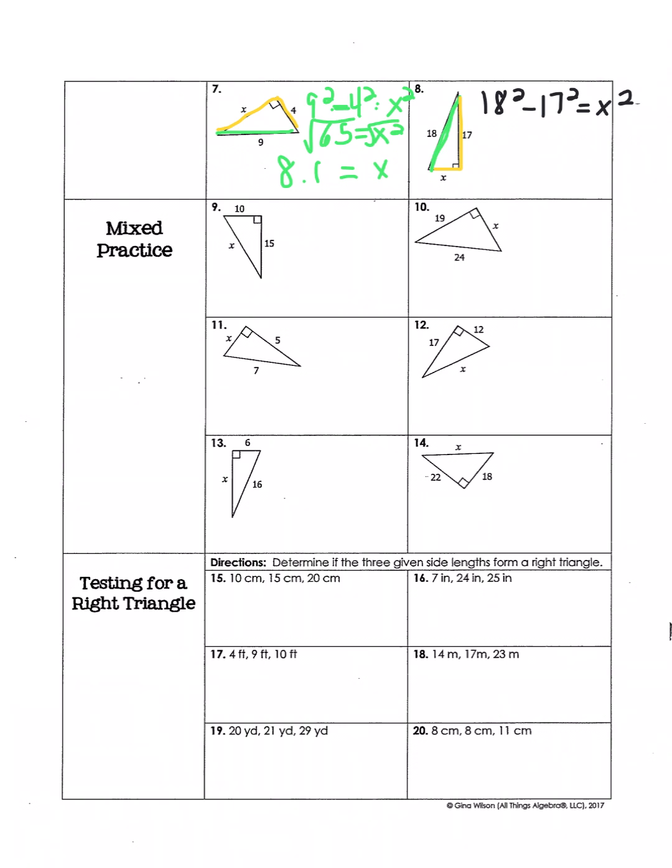I'm going to use my calculator and do 18 squared minus 17 squared equals, and I get 35 equals x squared. Don't forget, we have to get the x by itself. Take the square root, and the square root of 35, you should get about 5.9.